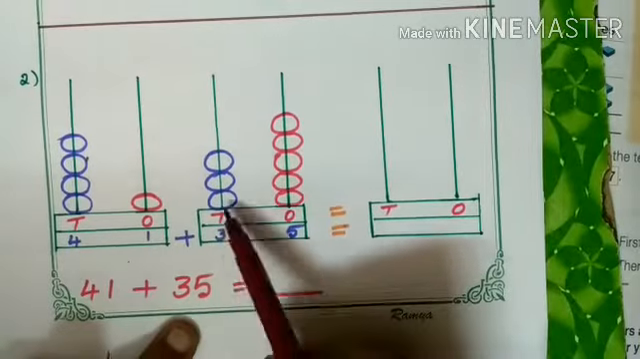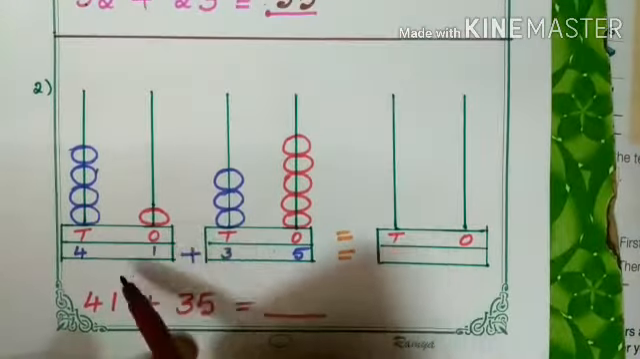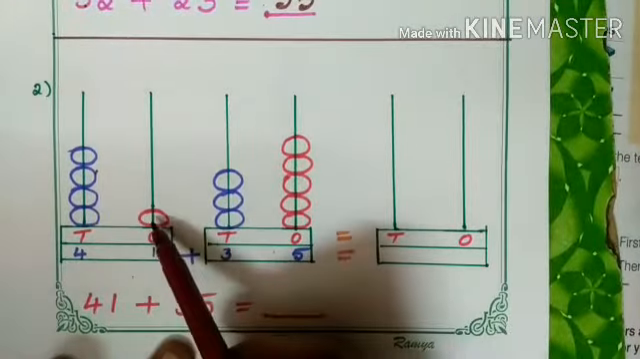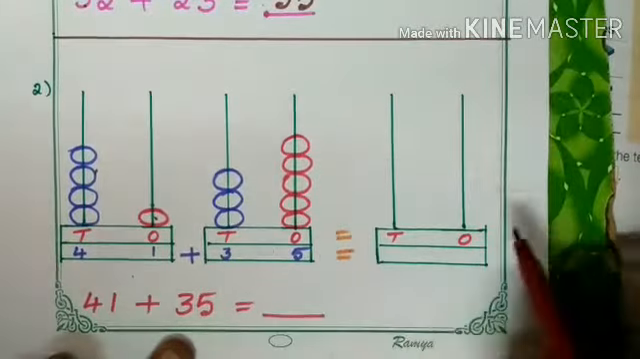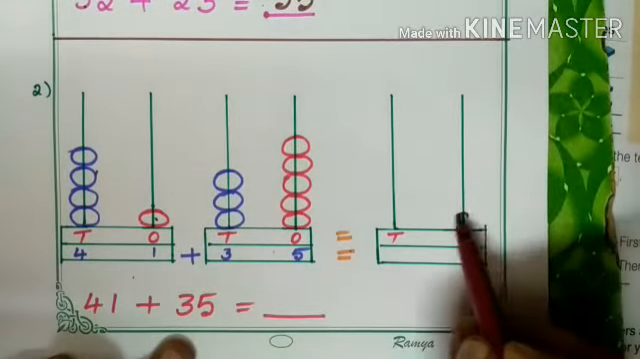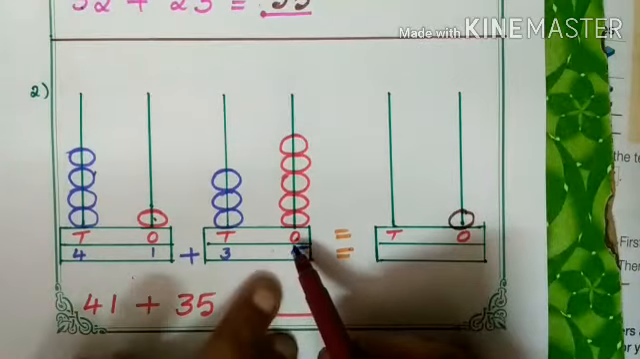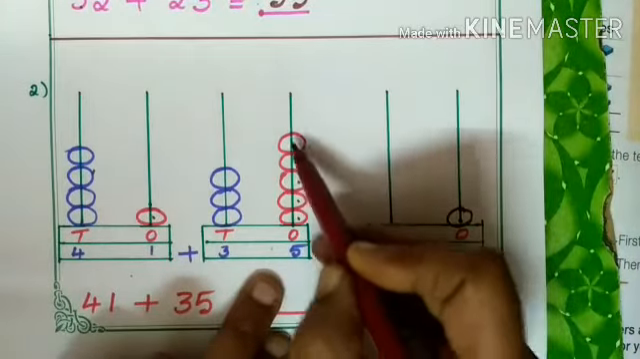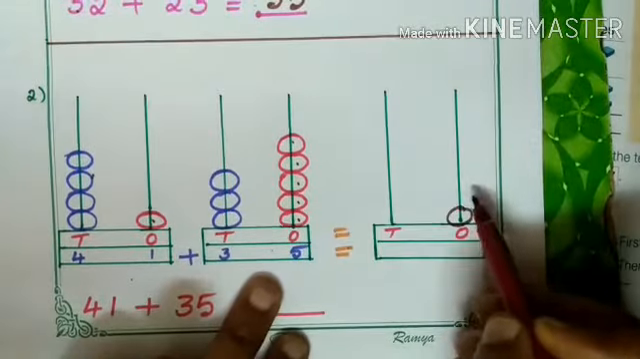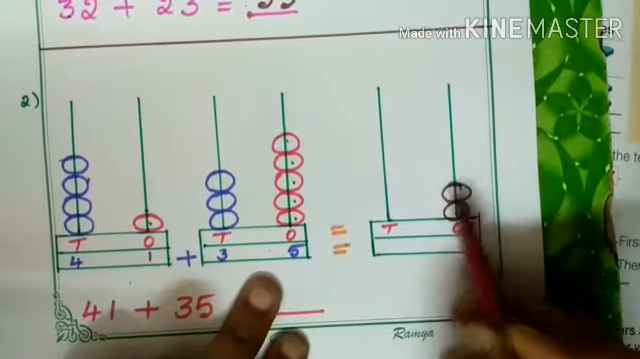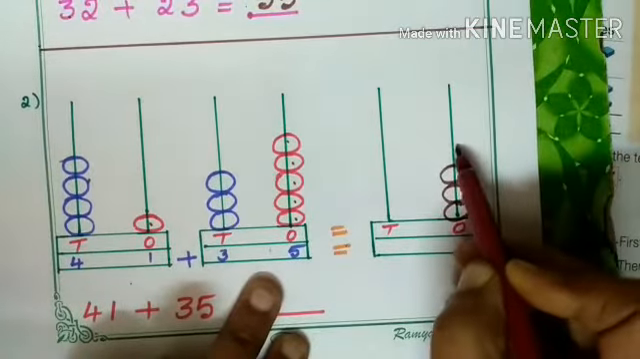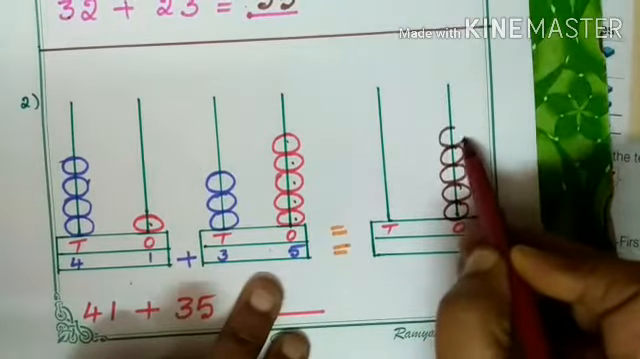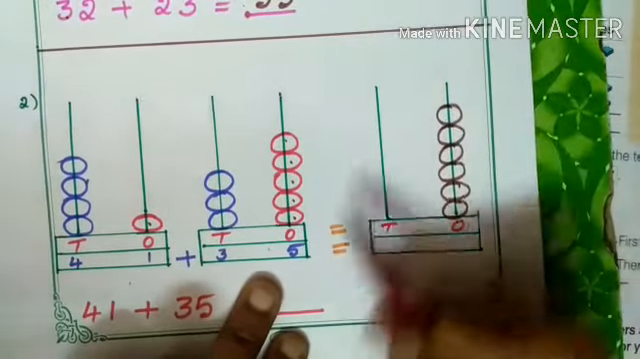And tens place 3. Now first we will count ones place. In this, one bead only is there. Right here, ones place, only one bead. Here in this ones place, how many beads are there? 1, 2, 3, 4, 5. Now we will write here 5.